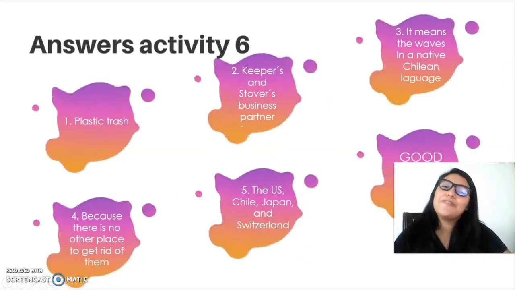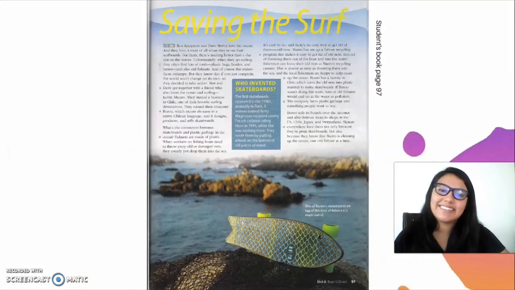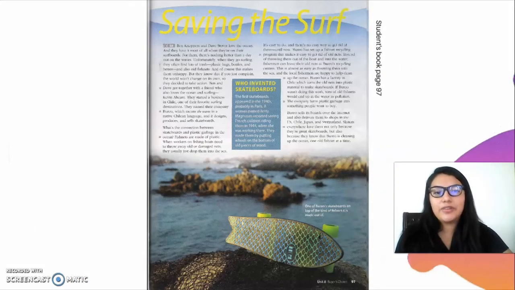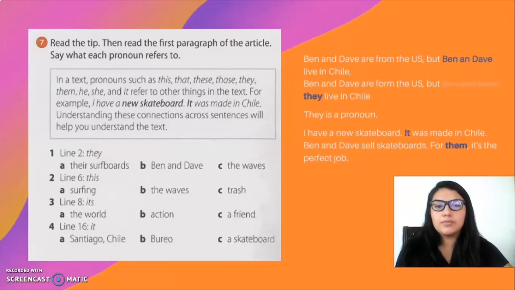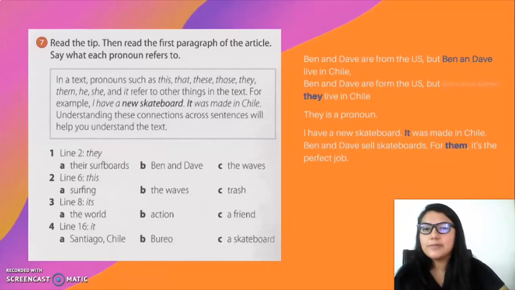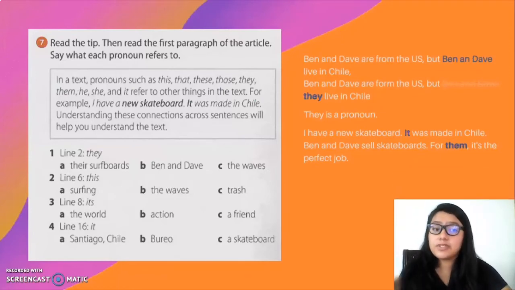Good job. We're moving on. We're doing right now activity number 7. I'm going to read first the instruction and then I'm going to explain some things you need to know, okay? It says, read the tip, then read the first paragraph of the article. Say what each pronoun refers to. Do you remember what a pronoun is?